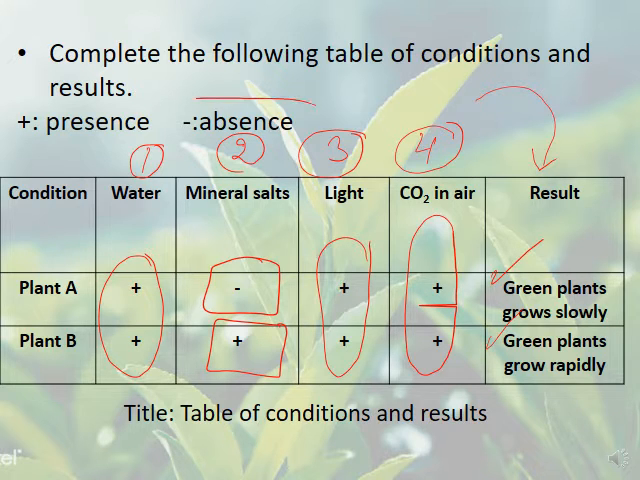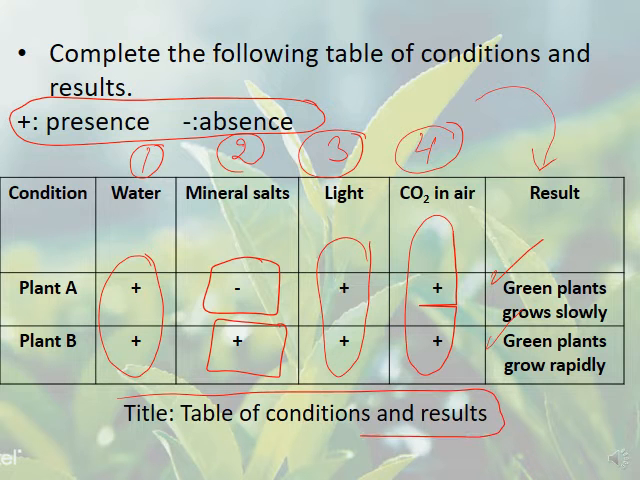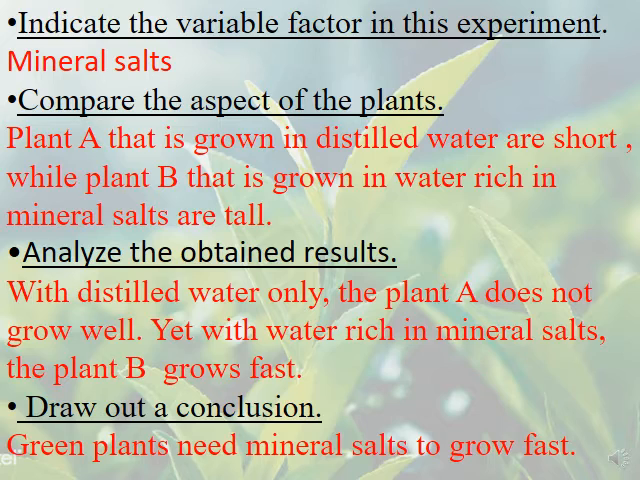Don't forget to put the legend for the table, plus and minus. Plus means presence and minus means absence. And don't forget the title of the table showing the conditions and the results. So the variable factor is the mineral source. Compare the aspect, the appearance, the shape of the plants. Plant A that is grown in distilled water, in the absence of minerals, is short, while plant B that's grown in water rich in mineral salts is tall.